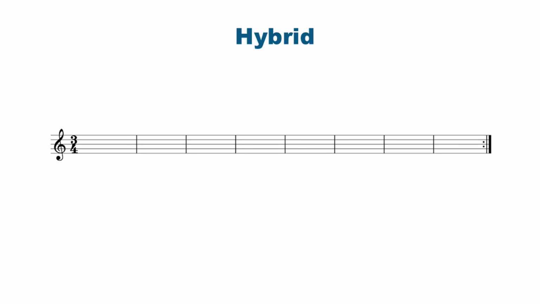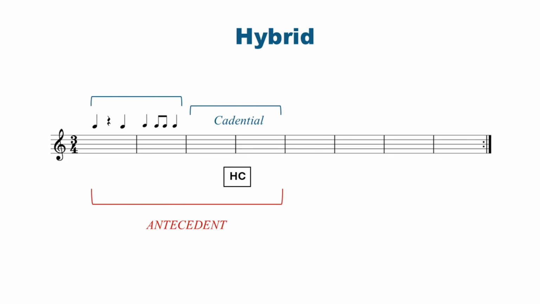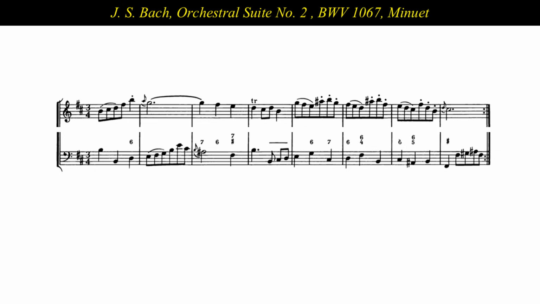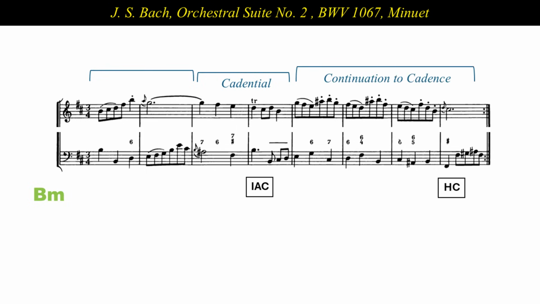The most common type of hybrid theme in Bach is the one that starts off like a period, but then the second part opens with a new material and behaves more like a continuation. This is a clear example from Bach's Orchestral Suite No. 2. We've got a regular antecedent ending with a weak cadence, and then a normative continuation to a cadence.